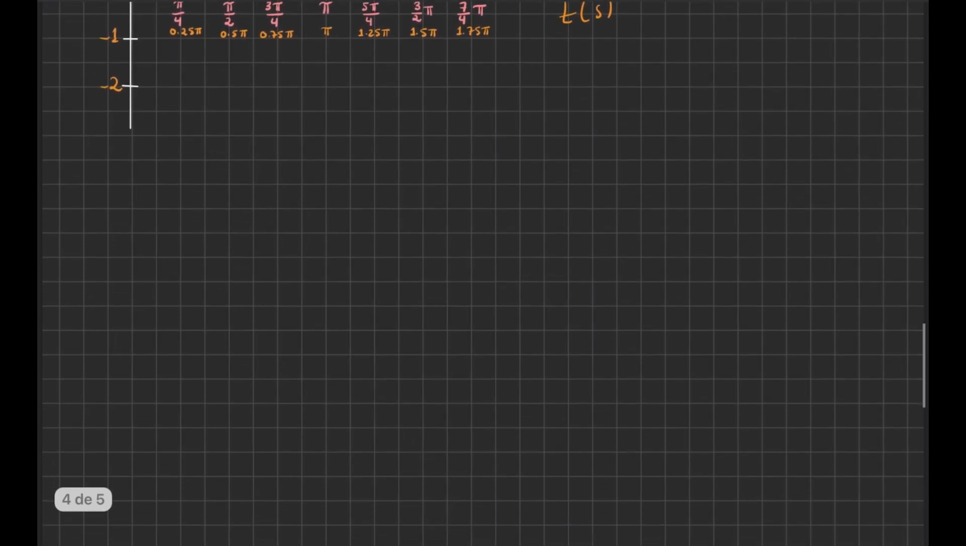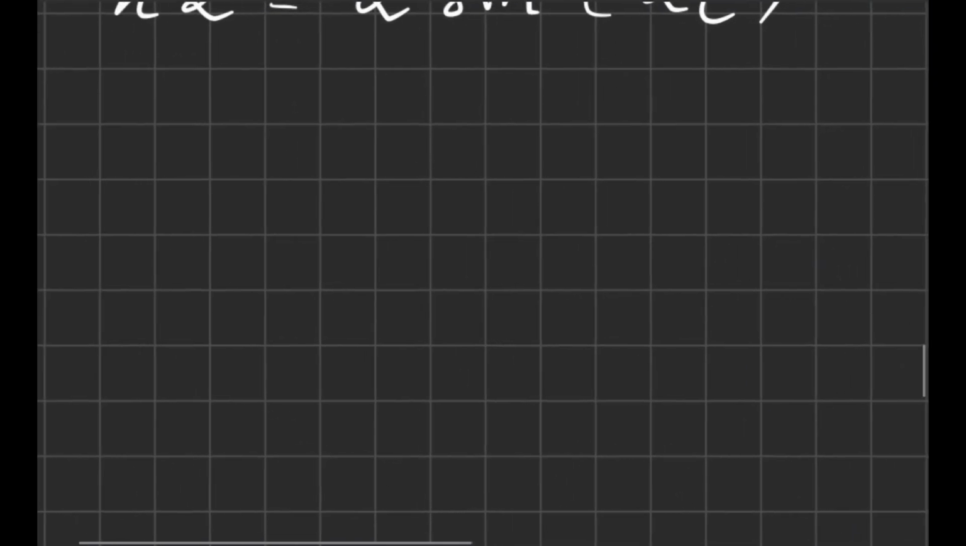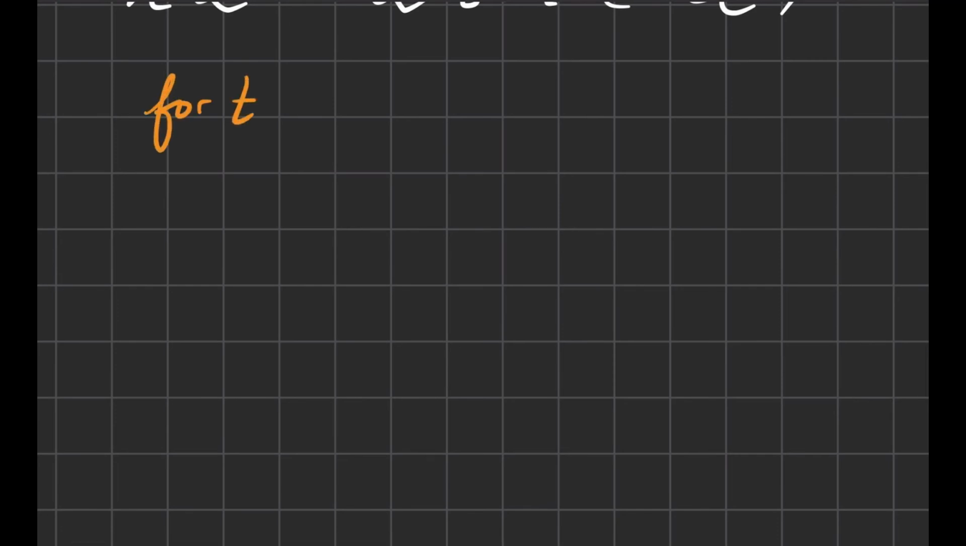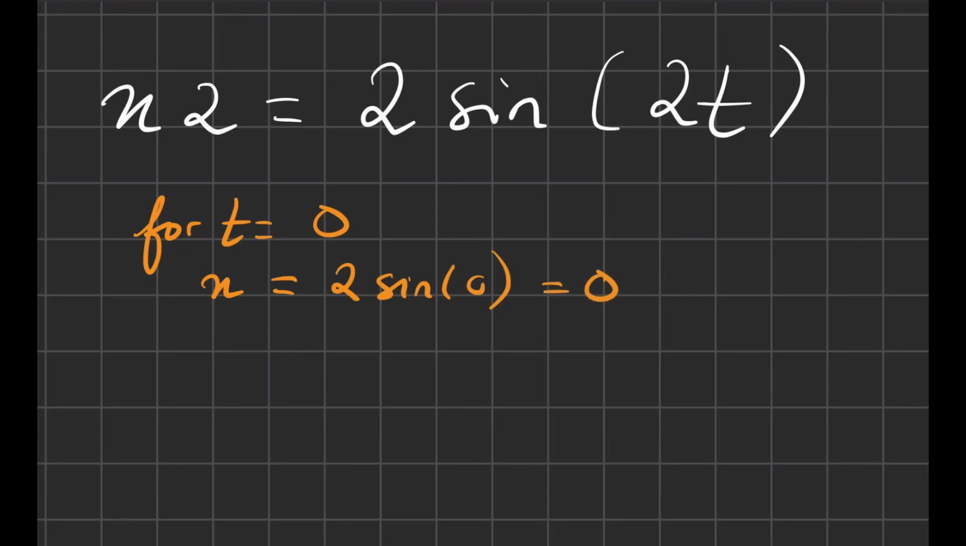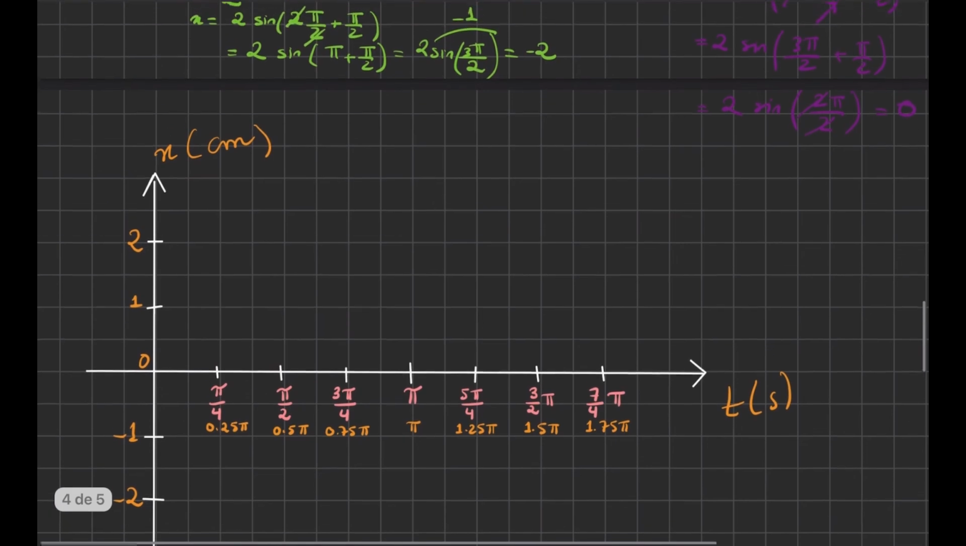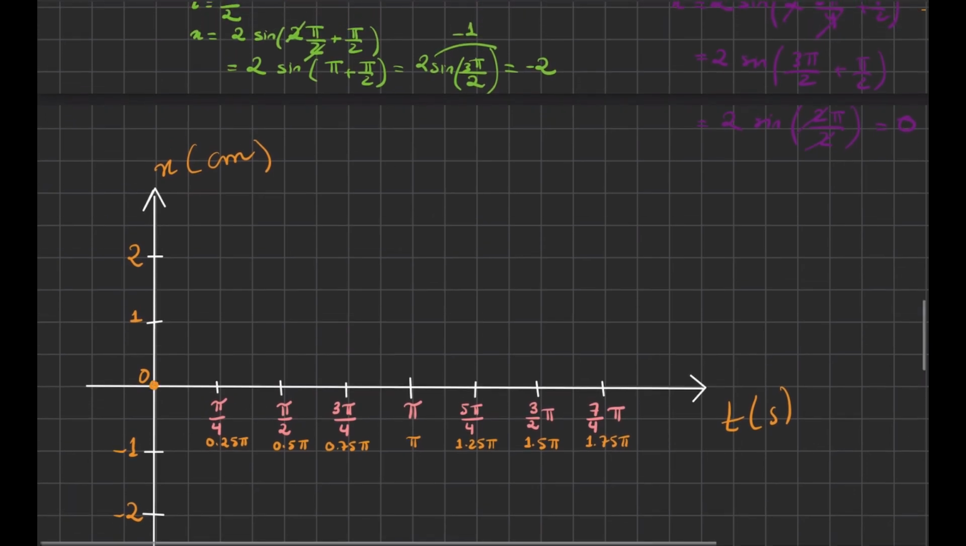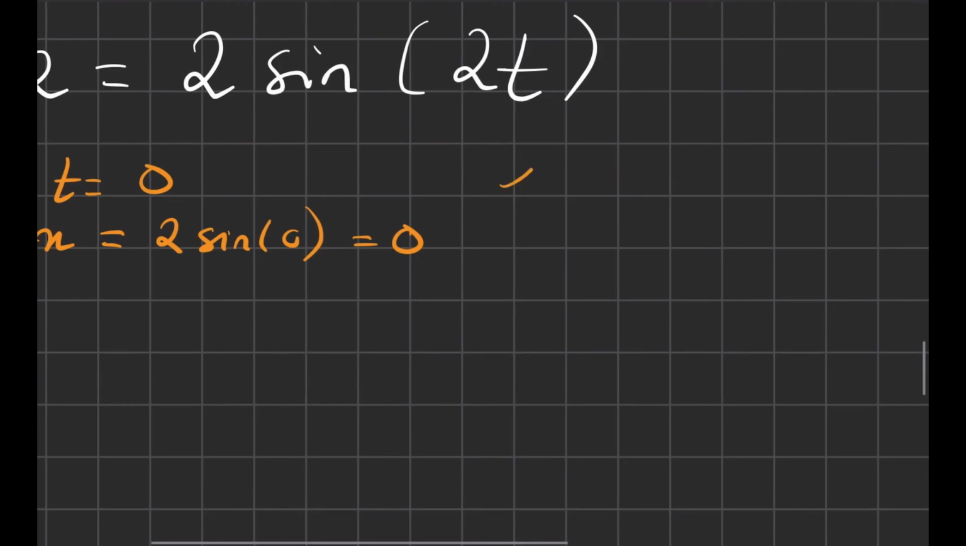So, for x2, we know that again, x2 is just 2 sine 2t. Phi is just 0, okay? So 2 sine 2t. For t equals 0, x2 would be 2 sine 0, and sine 0 is just 0, so that would be 0. So the first point is here at 0, 0.